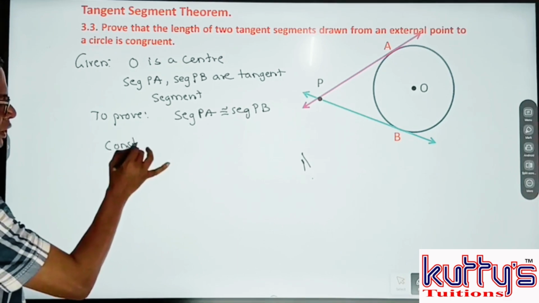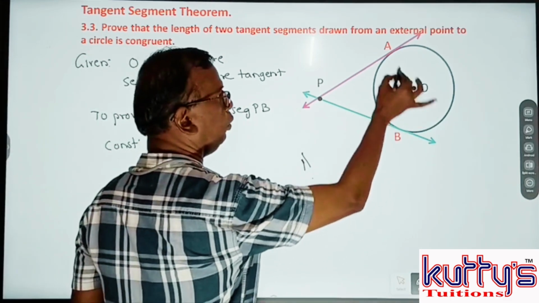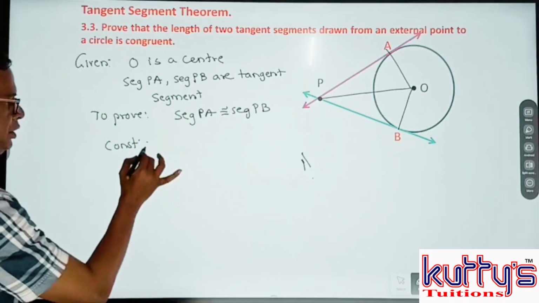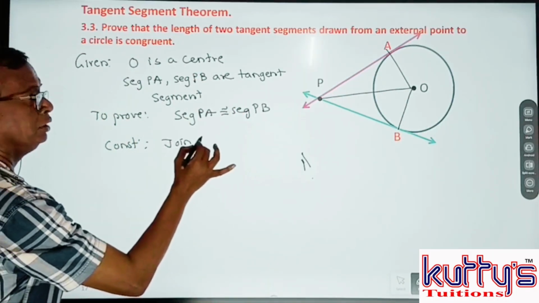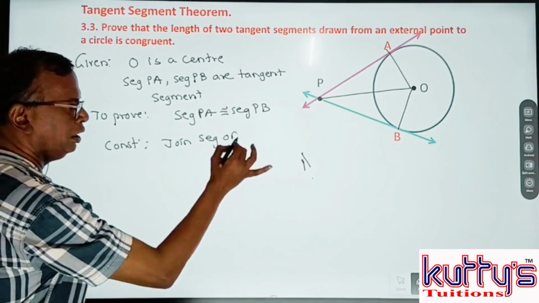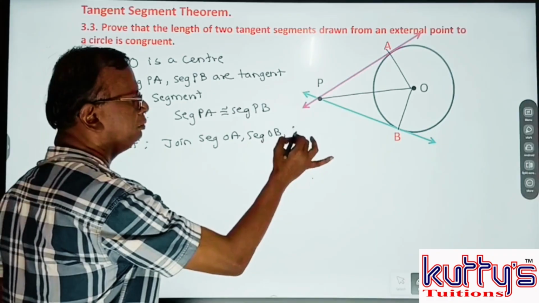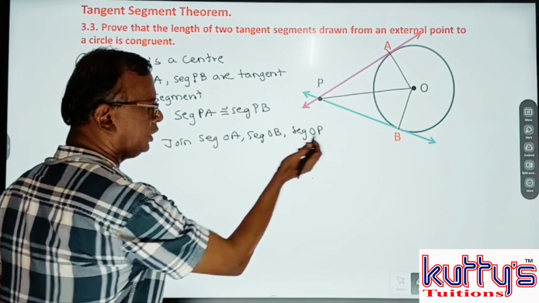What is the construction? Once again, see. Join OA, OB and PO. Okay? So what to write here? Join segment OA, segment OB and segment OP. Okay, we have to join.